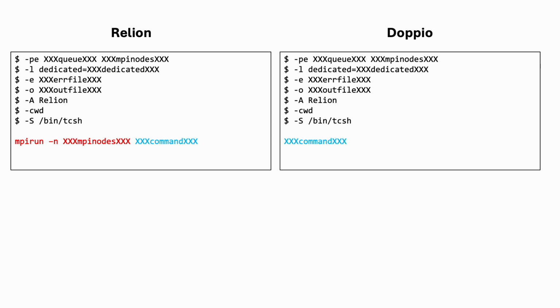For users familiar with Relion, the submission template system is similar with one important difference. In Doppio, the MPI run command and number of nodes is already included in the XXX command substitution variable. It does not need to be included in the submission script. If Doppio detects a Relion-style submission script, it will raise a warning.